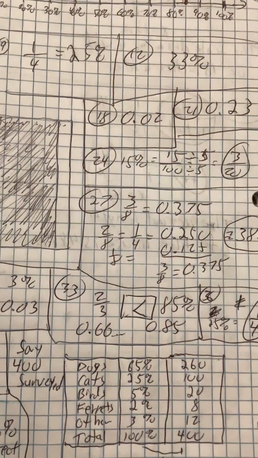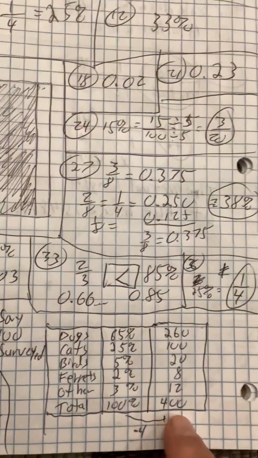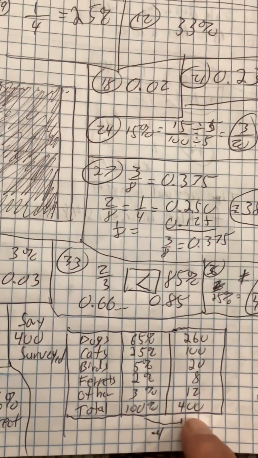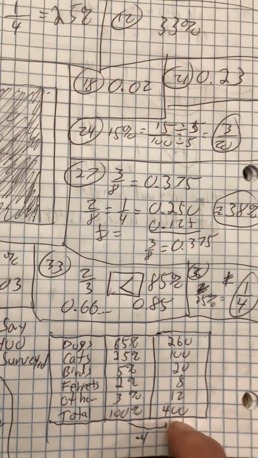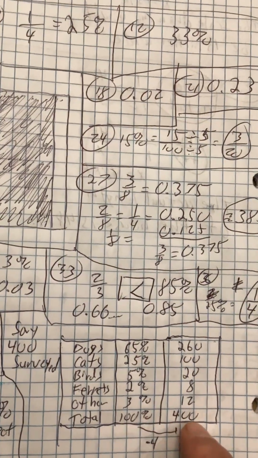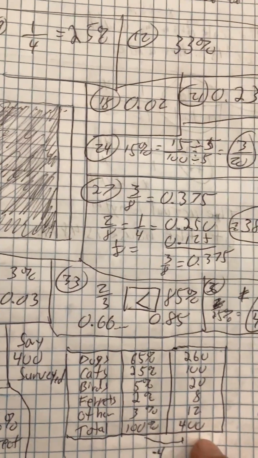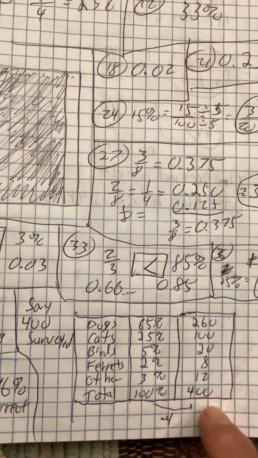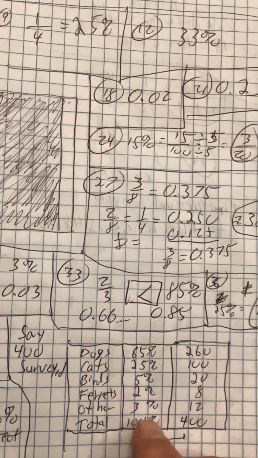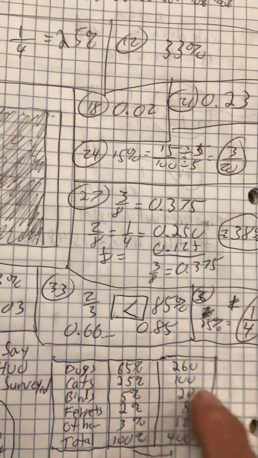Anyways, that's why when you do a survey, you try to do 50 or 100. If you do 100, then it's pretty easy to do 100%, but do something that you could get to 100 pretty easily. Like if you did 25 people, you just multiply by 4s to get to 100, to get to percents.